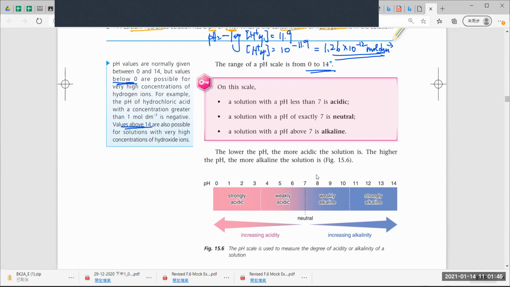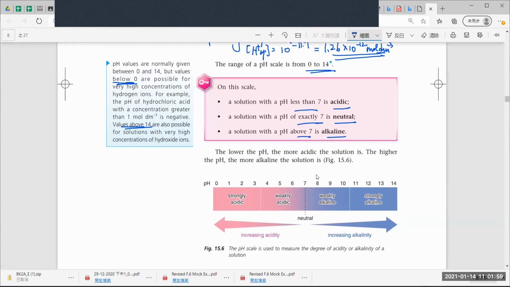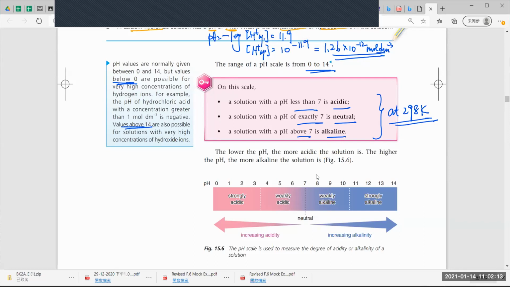In Form 2, when you are studying, we usually tell you pH equals 7 means the solution is neutral, right? Exactly 7 is neutral. Smaller than 7 is acidic, larger than 7 is alkaline. But remember that you are going to carry out the measurement at 298 Kelvin. If there is a slight change of the temperature, the pH cutting line to tell you acidic and alkaline may be different. Remember, the pH value equals 7 reflecting the solution being neutral is done by the measurement at 298 Kelvin.